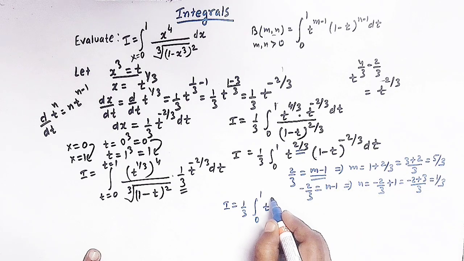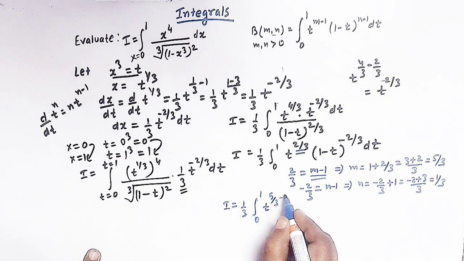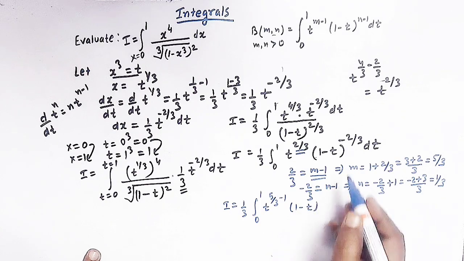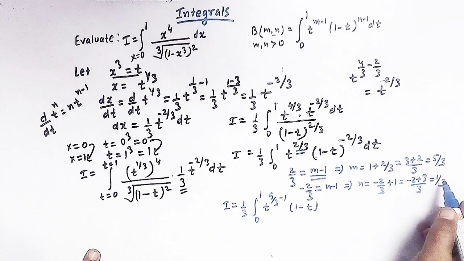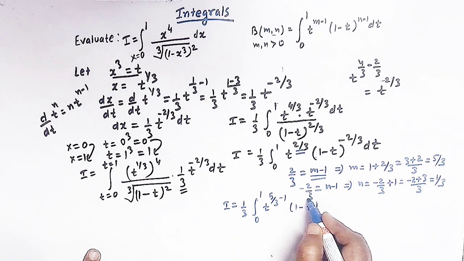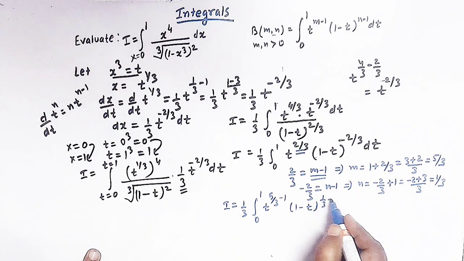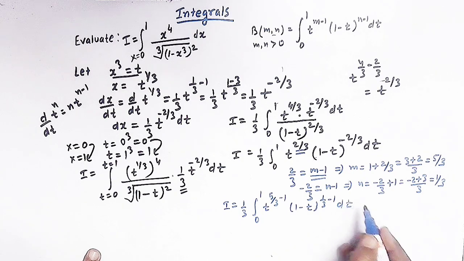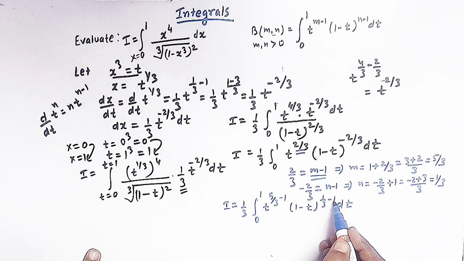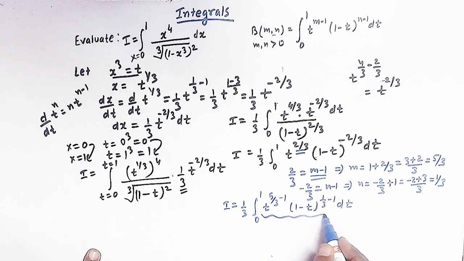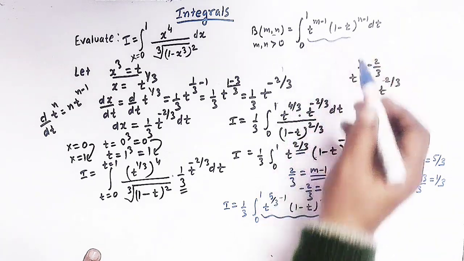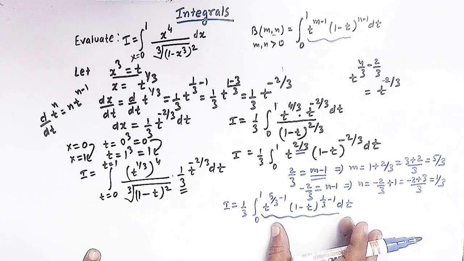So we can now write t raised to 5 over 3 minus 1, because 5 over 3 minus 1 is again 2 over 3. And then we have 1 minus t raised to minus 2 over 3, and n is 1 over 3, so minus 2 over 3 is 1 over 3 minus 1, and here we have dt. So now this integral is similar to this one, that is, this is the beta function.